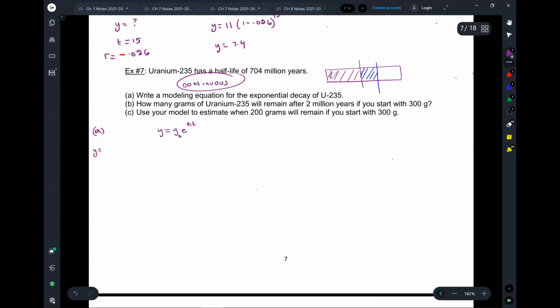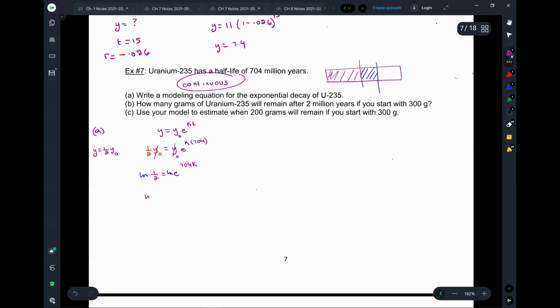The final amount after 704 million years have passed is half of the original amount. So here for y, we're going to put half y naught, is equal to y naught e to the k times t. How much is t? 704 million. So the y naughts go away. So I have half equal to e to the 704k. All right. Now, I need to take an ln of both sides.